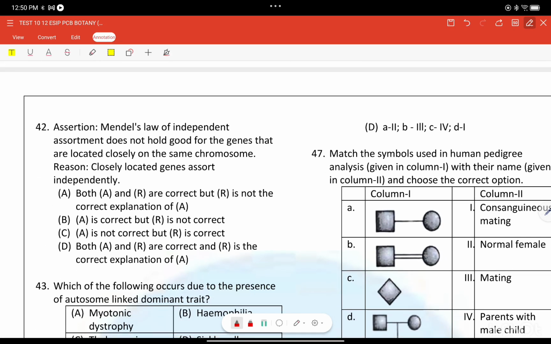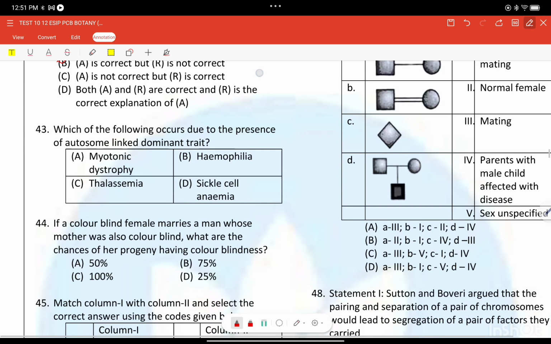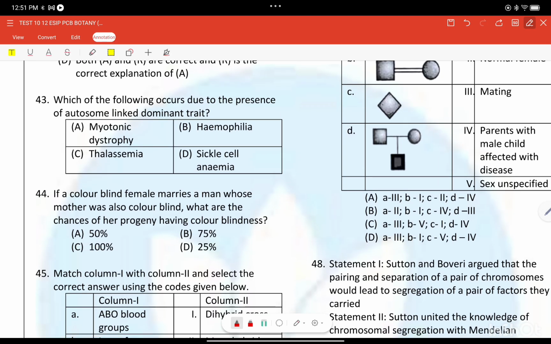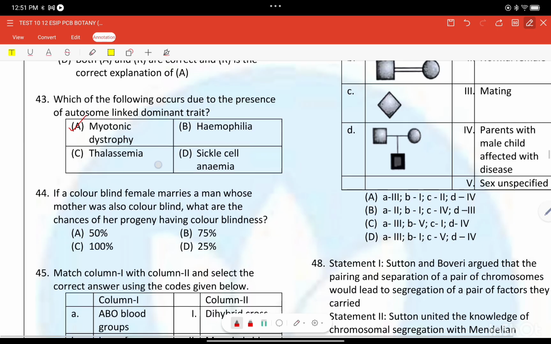Mendel's law of independent assortment does not hold good for the genes that are closely linked on the same chromosome. That means if independent assortment is there, then linkage should not be there. If linkage is there, then independent assortment is not followed. The reason states that closely related genes assort independently. Actually, closely related genes do not assort independently. Reason is incorrect. Answer is B. Assertion is correct, reason is not correct. Which of the following occurs due to presence of autosome linked dominant trait? Autosomal dominant inheritance is myotonic dystrophy.